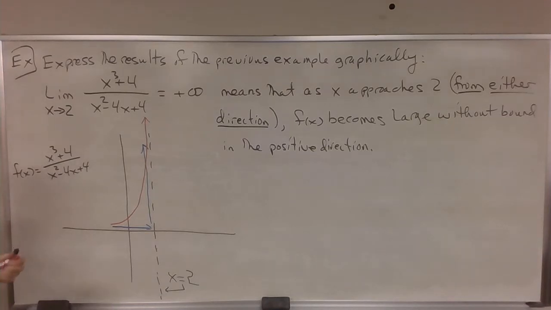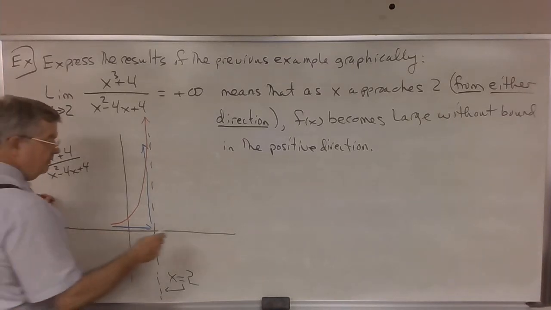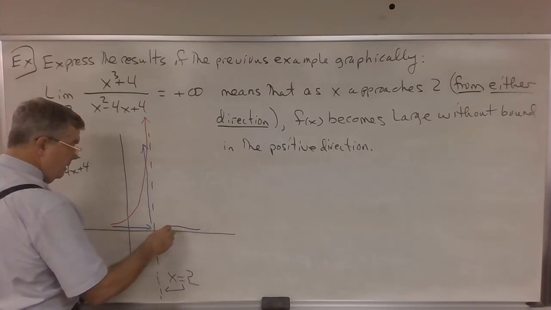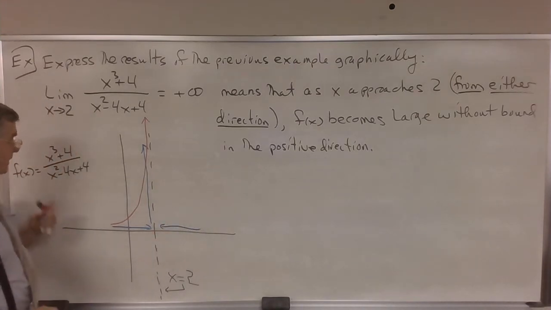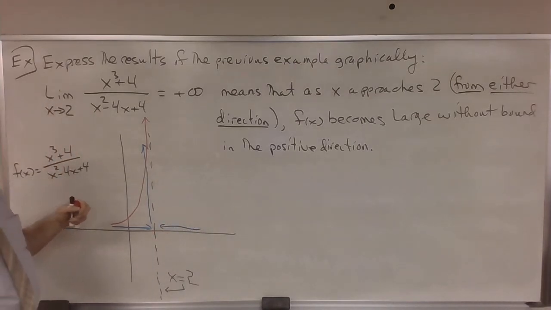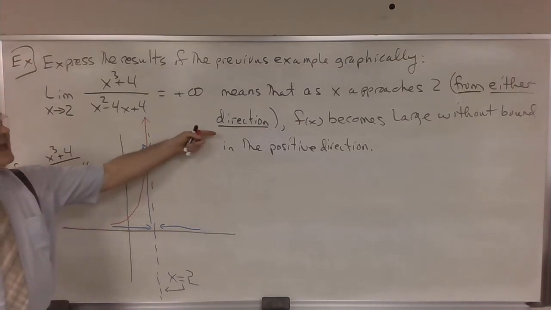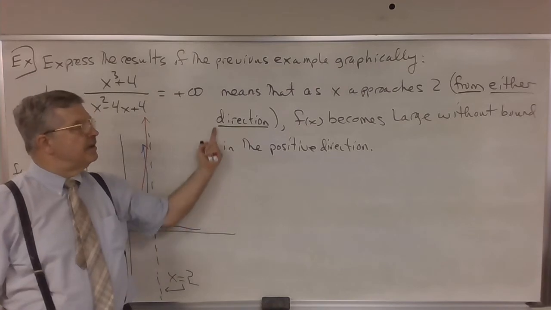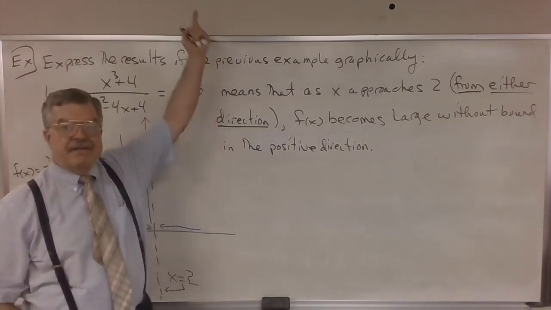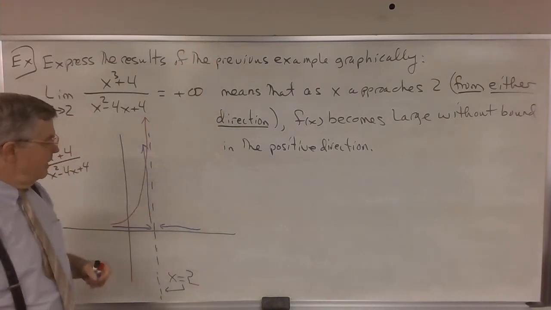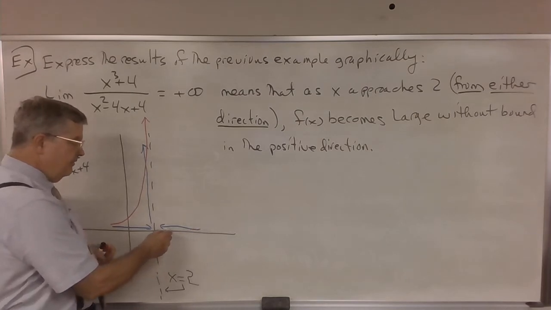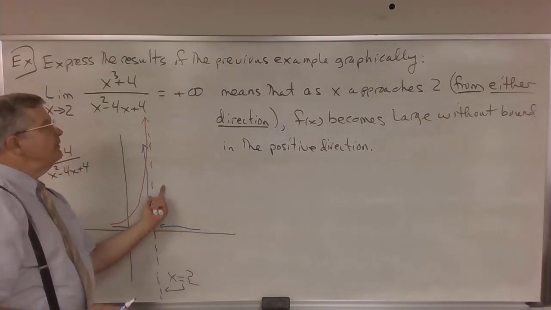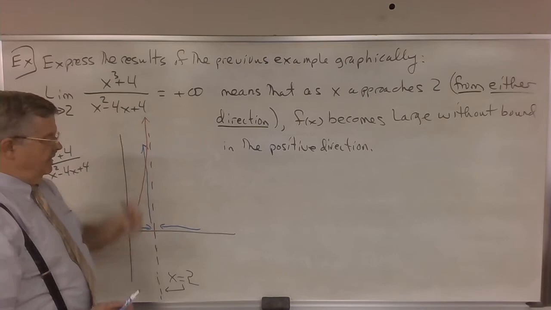Now, what about as x approaches 2 from the right? Same thing. As x approaches 2 from the right, f of x, the y value, still becomes large without bound in the positive direction. So as x approaches 2 from the right, y is going to go straight up like that.